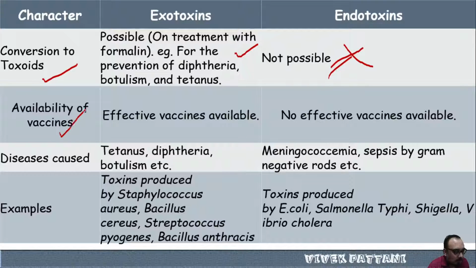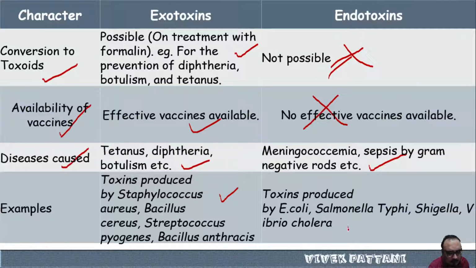Now comes the availability of vaccines. It is possible in the form of toxoid in the case of exotoxins, whereas for endotoxins no effective vaccines are available. The diseases caused by exotoxins include tetanus, diphtheria, botulism, etc. And endotoxins cause meningococcemia, sepsis by gram-negative rods or various other bacteria, etc. Examples which produce exotoxins are Staphylococcus aureus, Bacillus cereus, Streptococcus pyogenes, Bacillus anthracis. There are more examples.